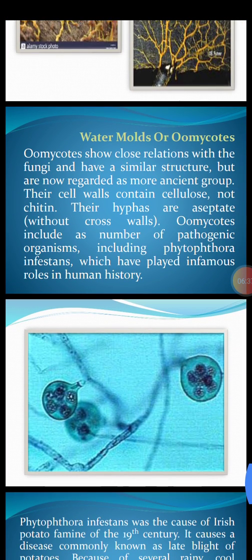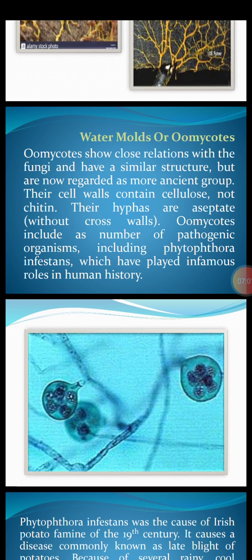Finally, we will discuss water molds or oomycotes. They show a close relation with fungi and have similar structure, but they are now regarded as a more ancient or old group. Their cell walls contain cellulose, not chitin. This is the difference, that their cell wall contains cellulose, not chitin. Chitin is basically present in the cell wall of fungi.